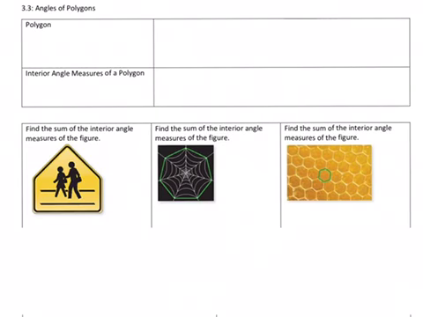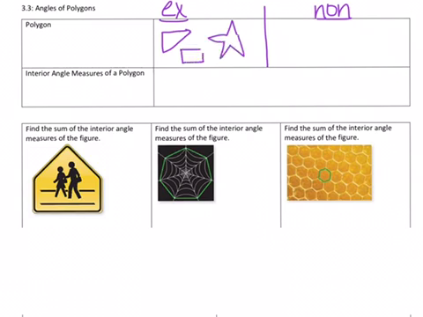So I'm going to show you some examples and then some non-examples, and we're going to talk about what we have of each, and see what the differences are. So here's some examples of polygons. We have some different versions here. We have all of those. Now some non-examples.